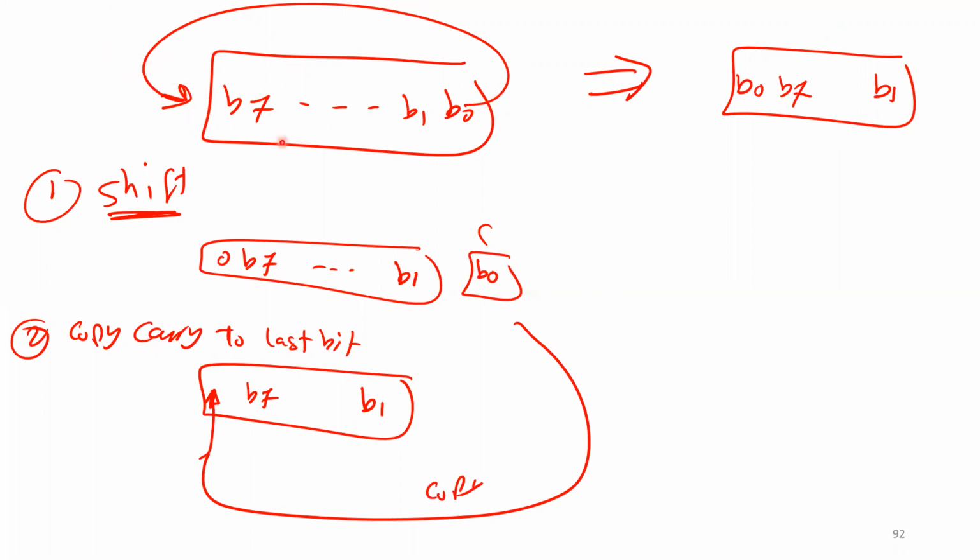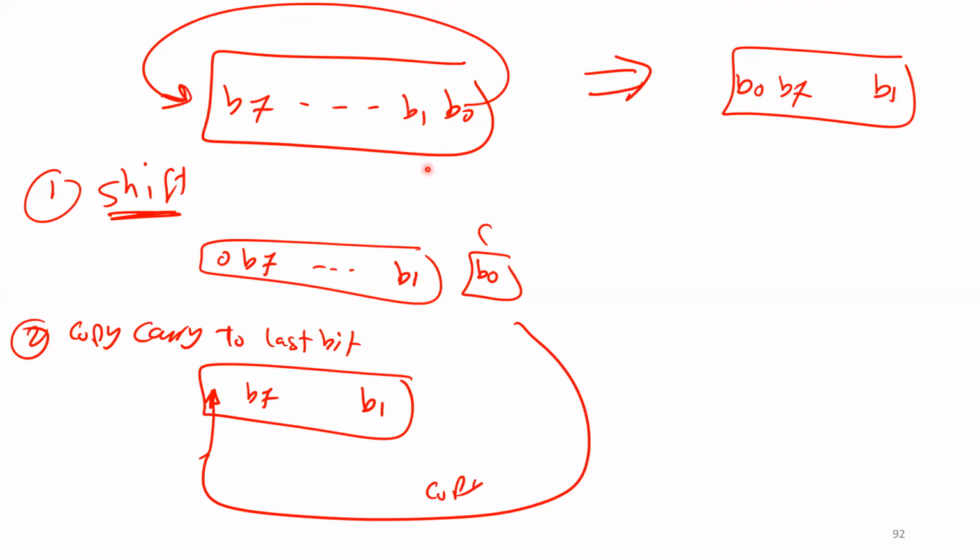For sure, I don't have an instruction to do that. And as I said multiple times, if you don't have an instruction to do it, that doesn't mean you cannot do it. You can do it, but using multiple instructions. So as you see here, after I rotate, B0 has to come here, B7 should come here, and B1 should come here, as you see here.